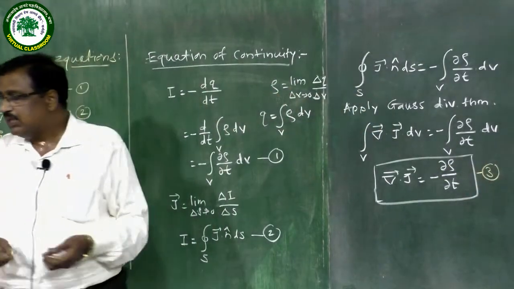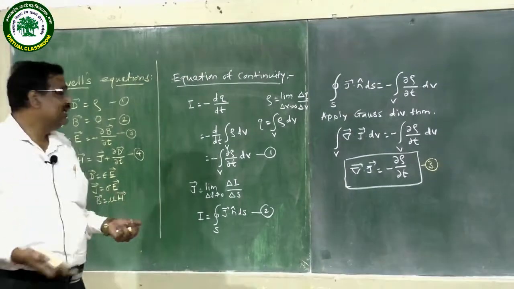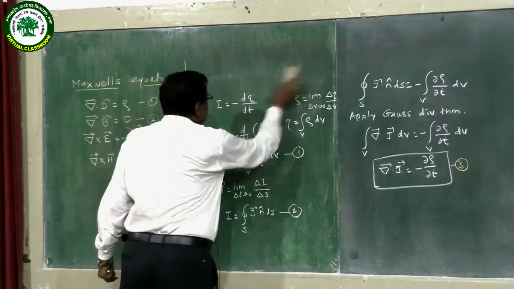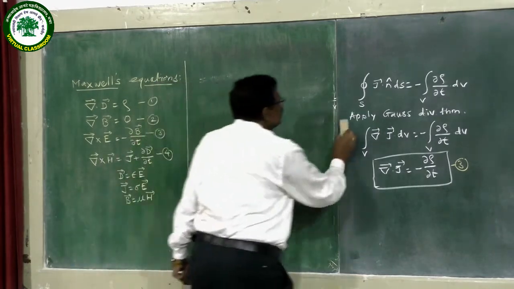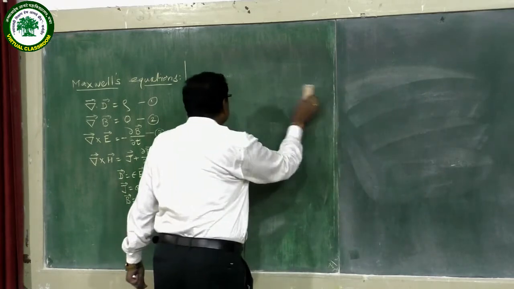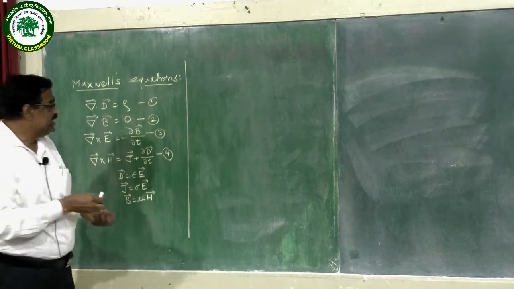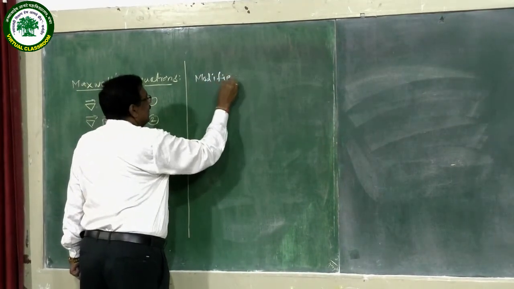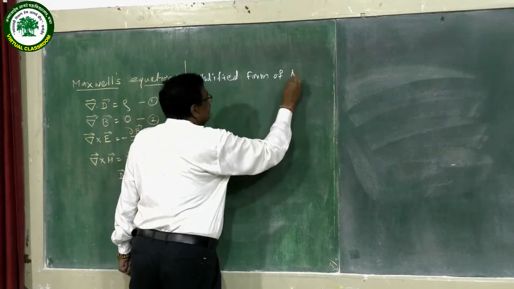Now these are the fundamental equations, and by using these equations Maxwell developed new equations. The first one is known as the modified form of Ampere's circuital law. The main contribution of Maxwell was to develop this equation, the modified form of Ampere's circuital law, which can be obtained by applying these equations.